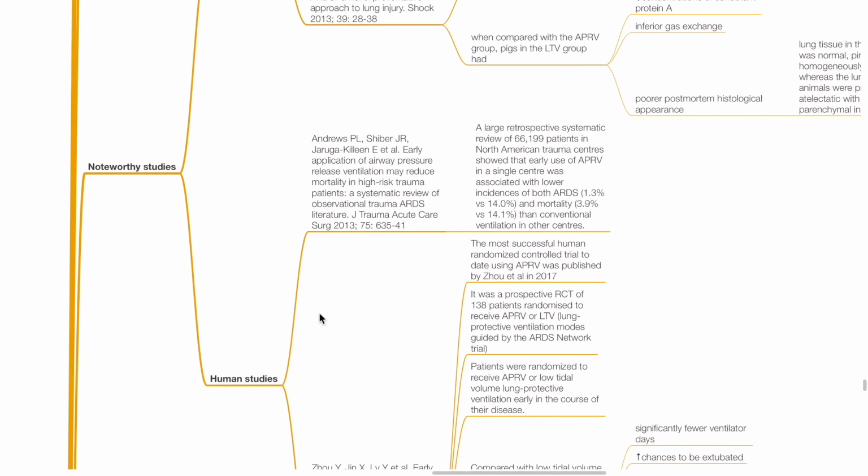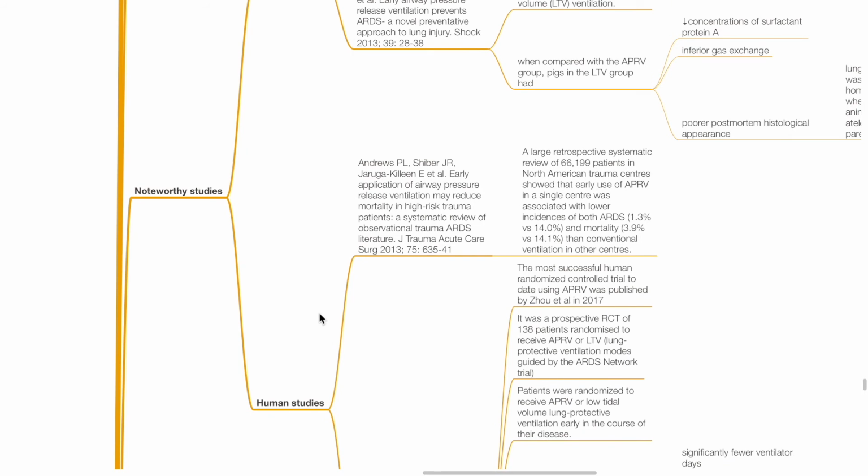Human studies. A study by Andrews P.L. et al. in 2013, which is a large retrospective systematic review of 66,199 patients in North American trauma centers, showed that the early use of APRV in a single center was associated with lower incidence of both ARDS and mortality than conventional ventilation in other centers.